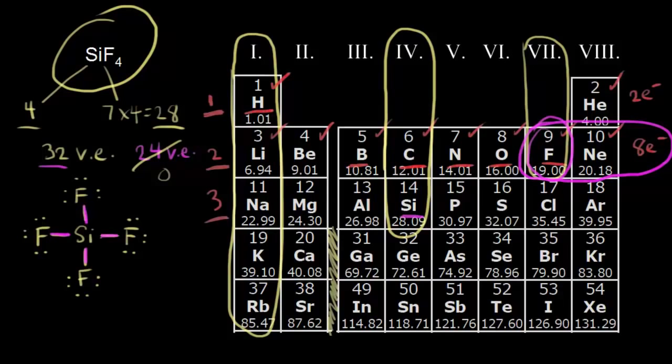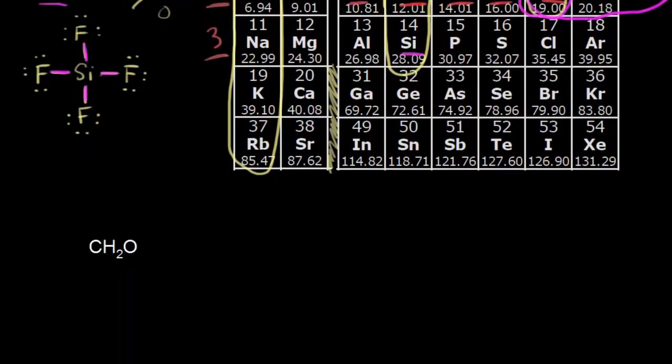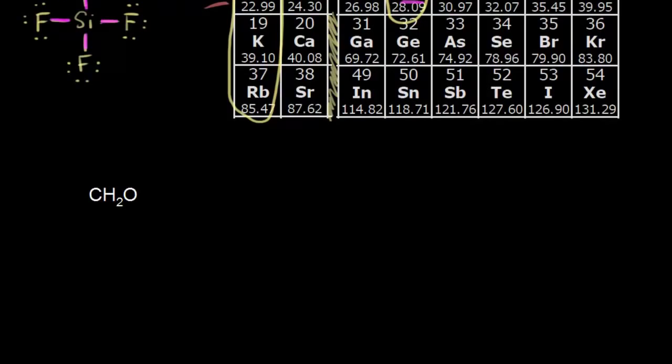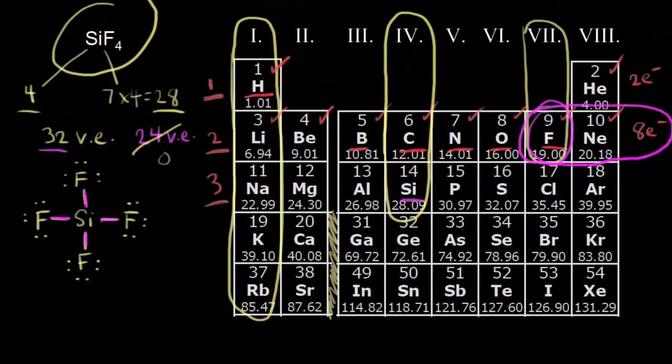Let's go ahead and look at another example. All right, so now we have CH2O, which is the molecular formula for formaldehyde. Following our guidelines here, the first thing we need to do is find the valence electrons. So we need to find carbon, hydrogen, and oxygen on our periodic table. Let's go back up here and find those elements.